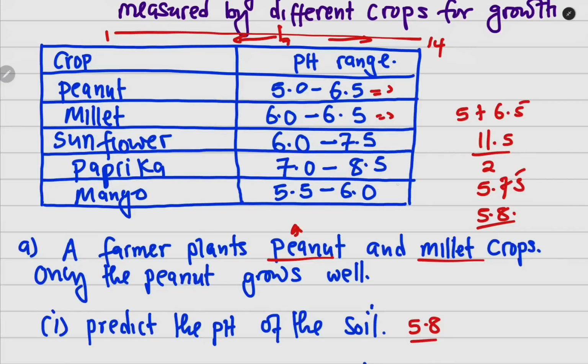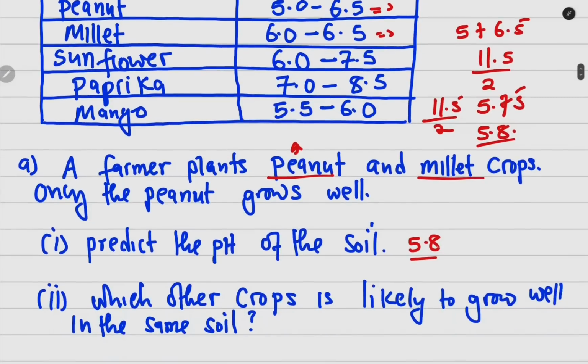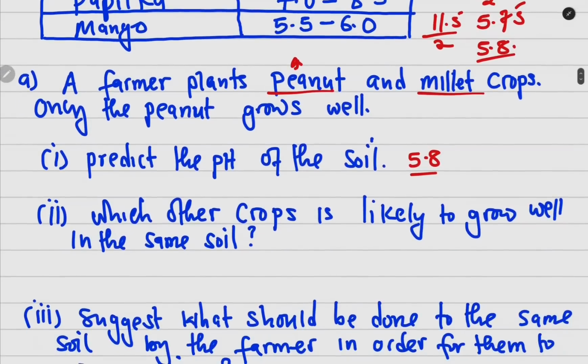But this one, let us try for mango. If you are to add 5.5 plus 6, it will give us also 11.5. So if you divide by 2, it will give you 5.8. So the one that is likely to grow well here is mango.